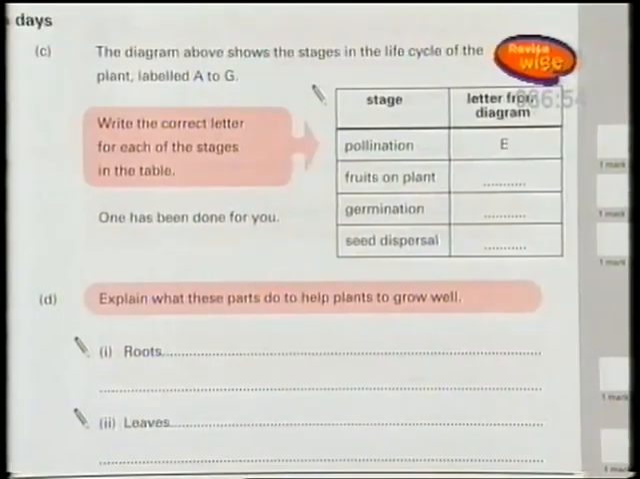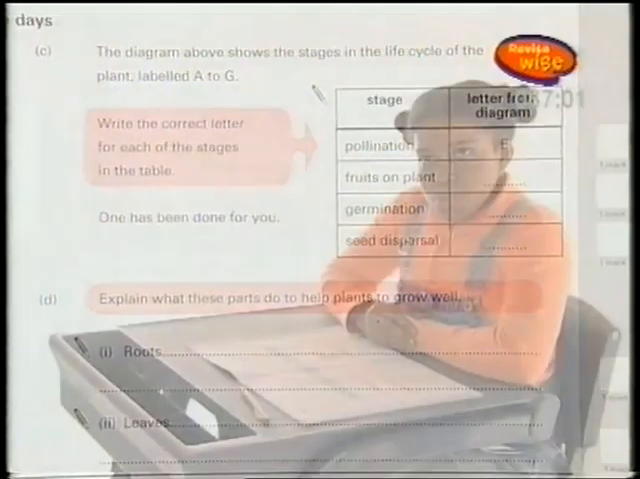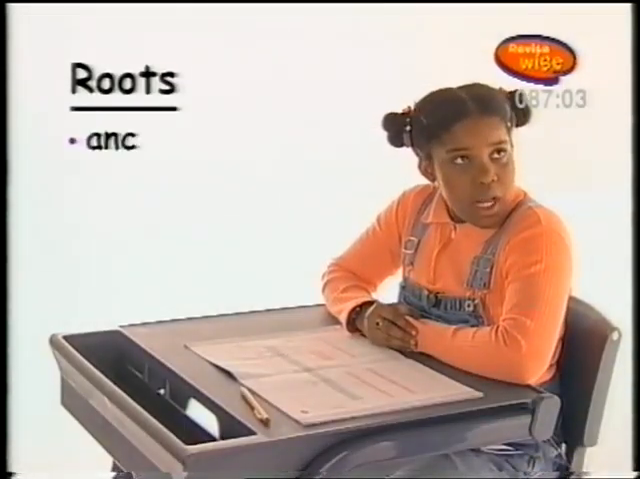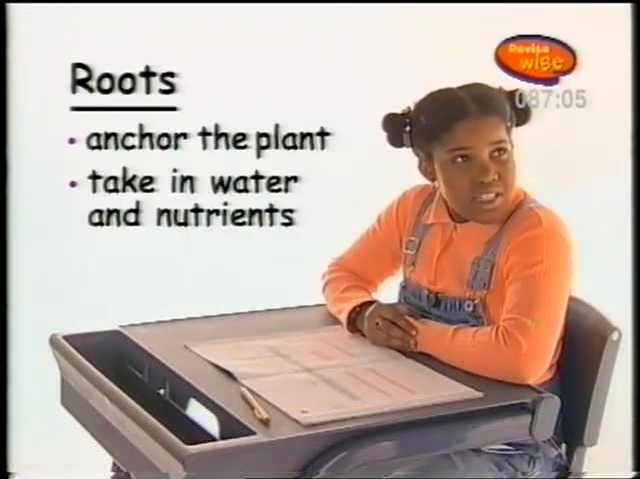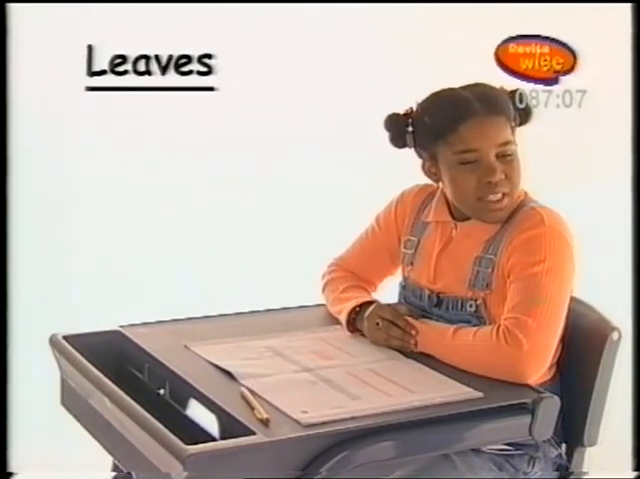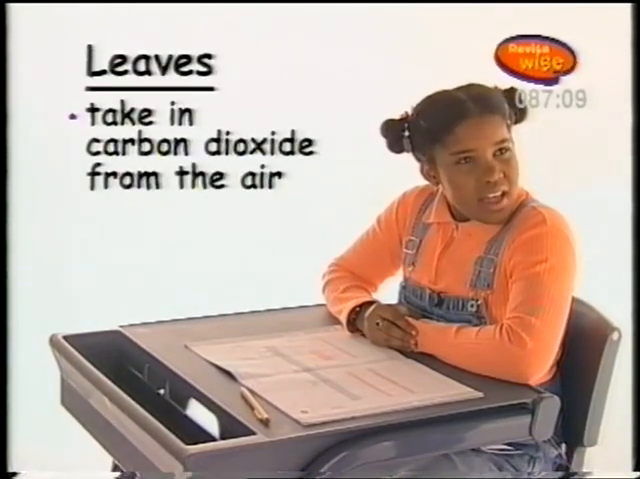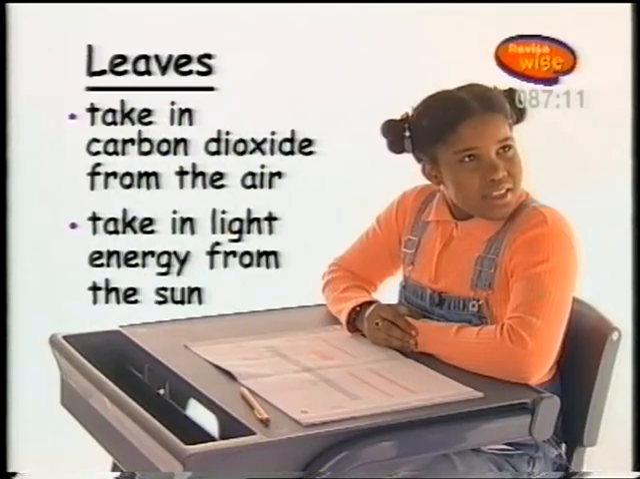Excellent. And the last part of the question? Explain what these parts do to help plants to grow well. Roots and leaves. Well, the roots anchor the plant and take in water and nutrients. And the leaves take in carbon dioxide from the air, light energy from the sun, to produce food for the plant. Spot on.